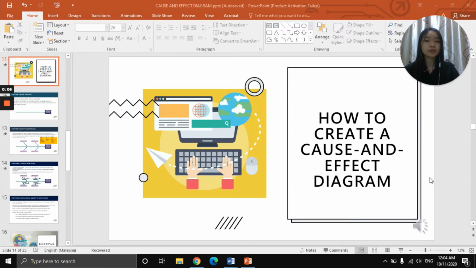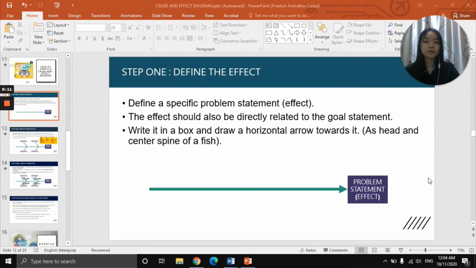Now I'm going to discuss how to create a cause and effect diagram, which is also known as a fishbone diagram. For the first step, define the effect. We need to define a specific problem statement which is known as an effect. Of course, the effect should also be directly related to the goal statement. After we define the effect, we will write it in a box and draw horizontal arrows toward it, so the diagram will look like the head and center spine of a fish.